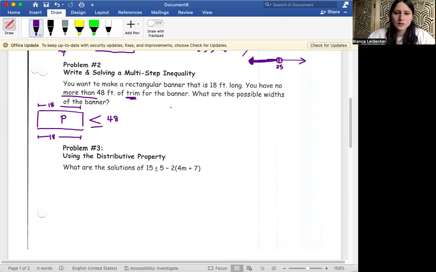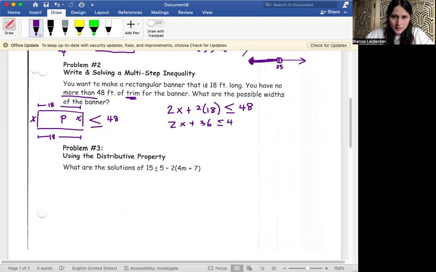So let's write out our equation based off of the image that we're seeing. We know the width. I'm going to use a variable to demonstrate the width. It's going to be x. So if I were to create an equation, I might say something like 2x plus 2 times 18 has to be less than or equal to 48. Then I'm going to simplify. 2 times 18 is 36. So I'm going to bring that down and then subtract 36 on both sides.